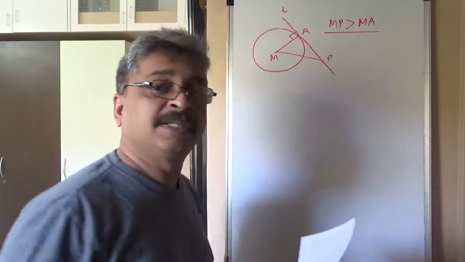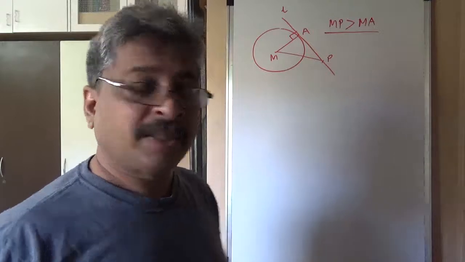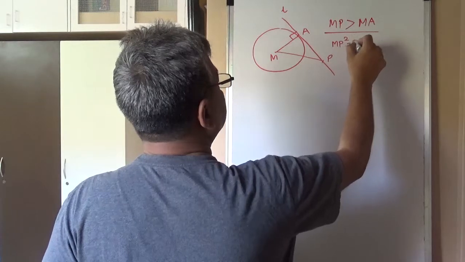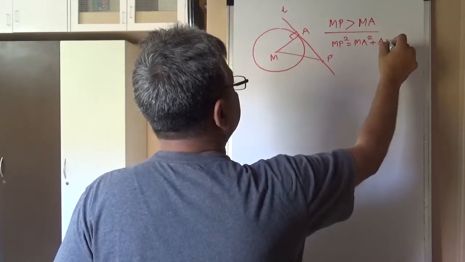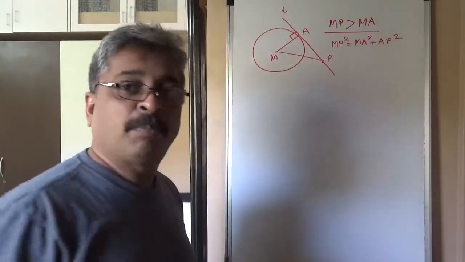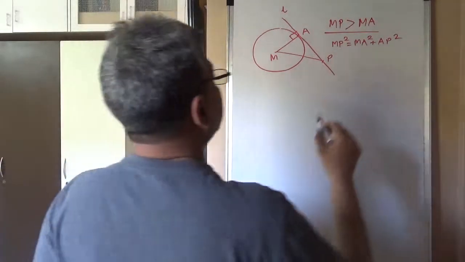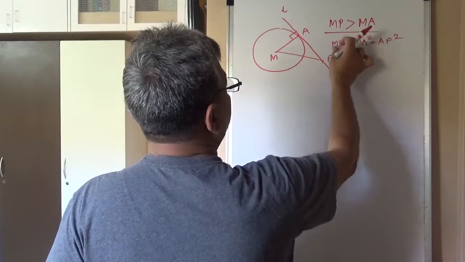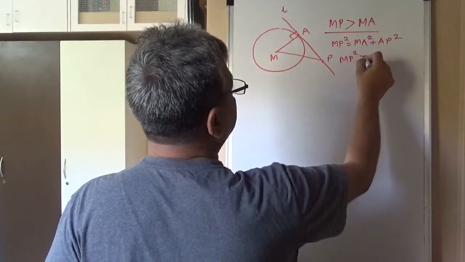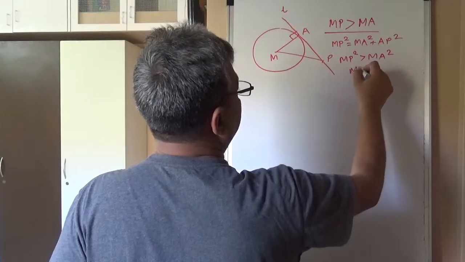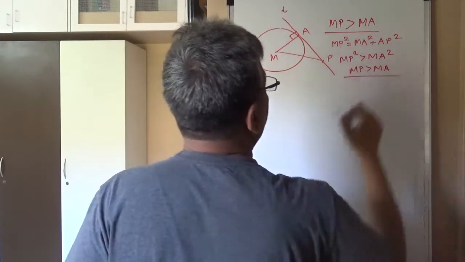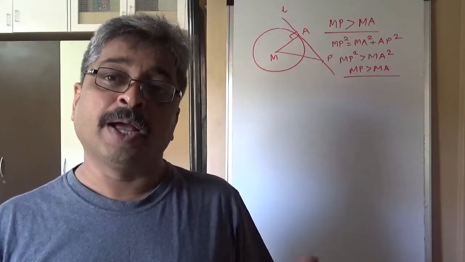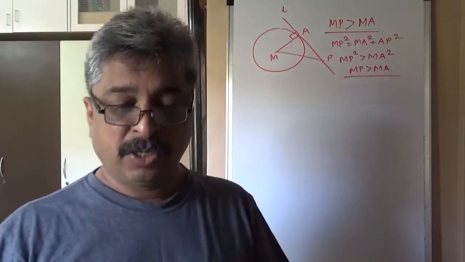And again, the proof of this is very simple. We have to use the Pythagoras theorem. This is a right angle triangle, therefore MP square is equal to MA square plus AP square, and all the quantities are positive, all of them are segments. Therefore, unless we add some positive real number to MA square, we don't get MP square. Therefore, MP square is greater than MA square, and hence MP is greater than MA. That is how we prove that any point on the tangent is at a greater distance compared to the radius of the circle.